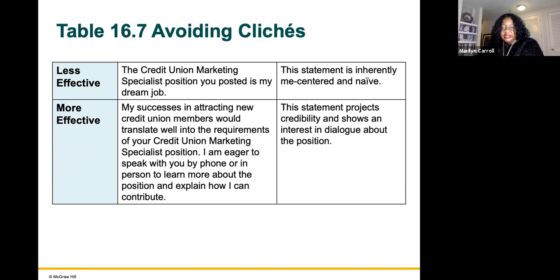Avoiding cliches. The credit union marketing specialist position you posted is my dream job. Really? It's me-centered and naive. My successes in attracting new credit union members would translate well into the requirements of the credit union marketing specialist position. I'm eager to speak with you by phone or in person to learn more about the position and explain how I can contribute.